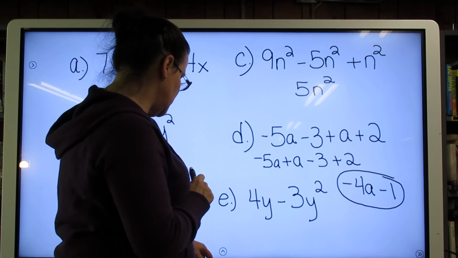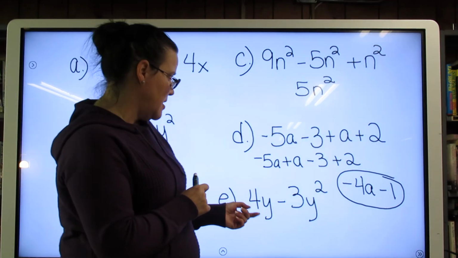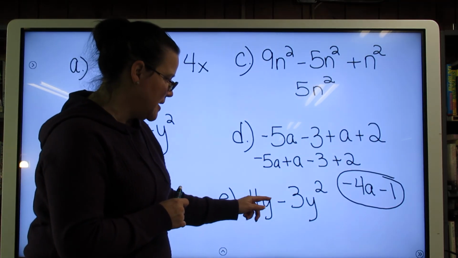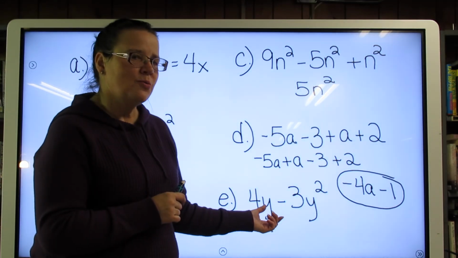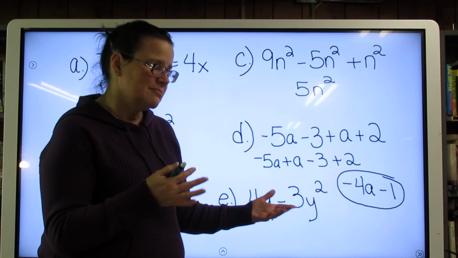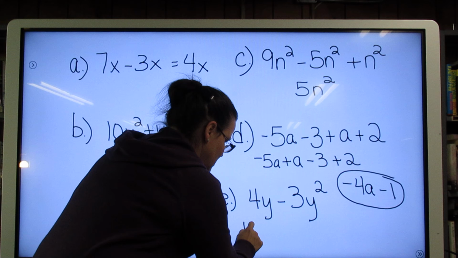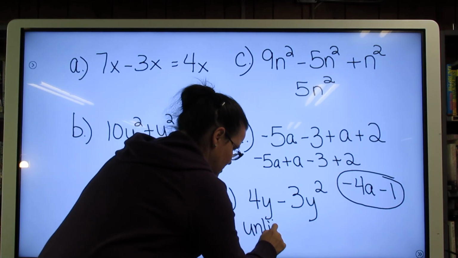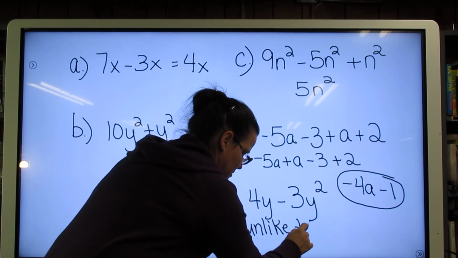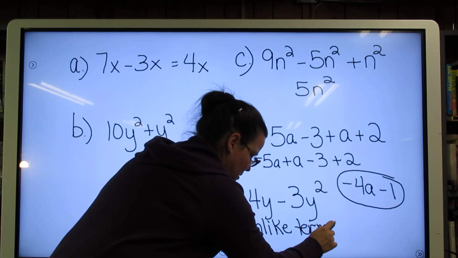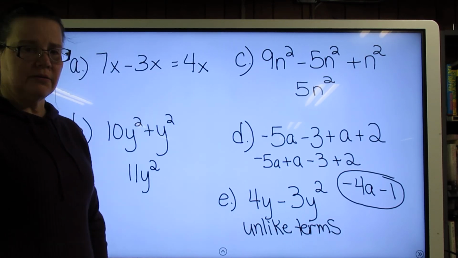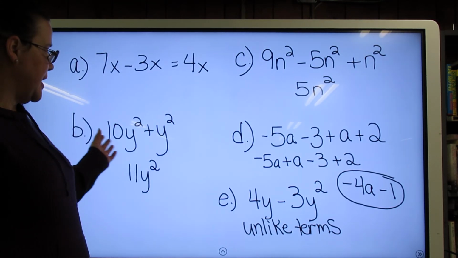And then I threw this one in here. I kind of squeezed it, sorry. But 4y minus 3y squared, they don't match. They're unlike terms. Can't do anything with them. So you just write down why you can't do it. So unlike terms. And there you have it.